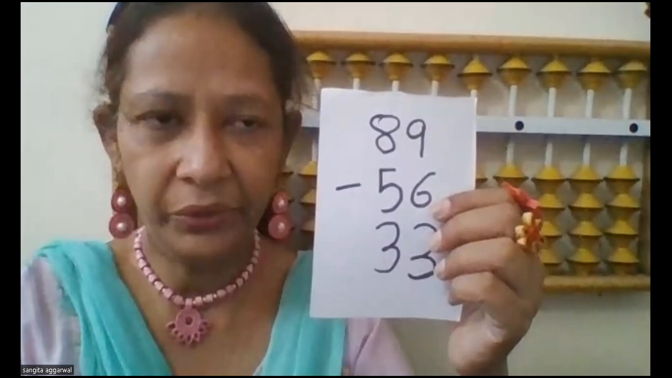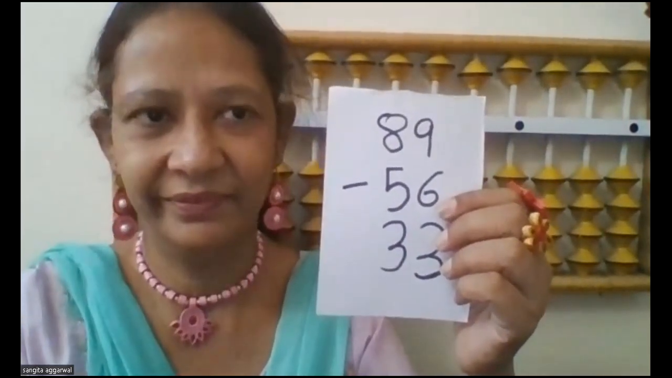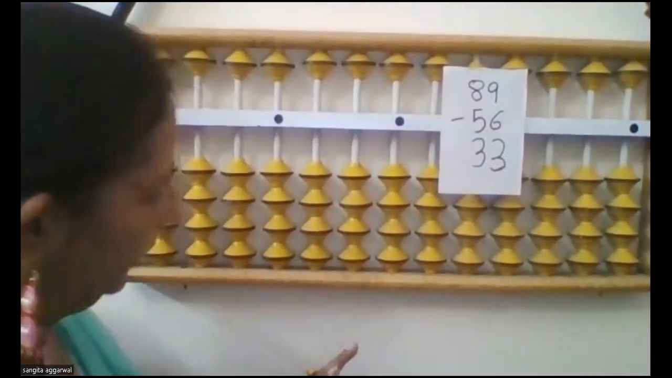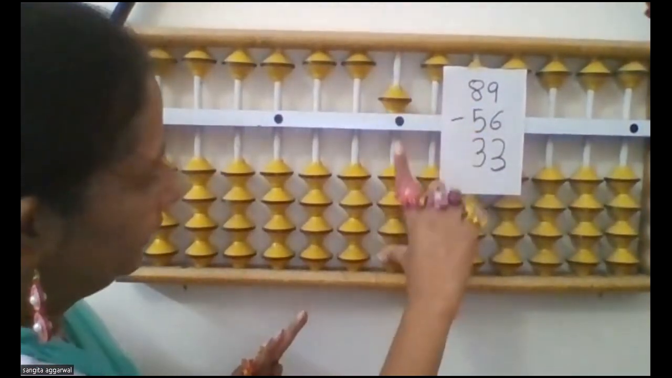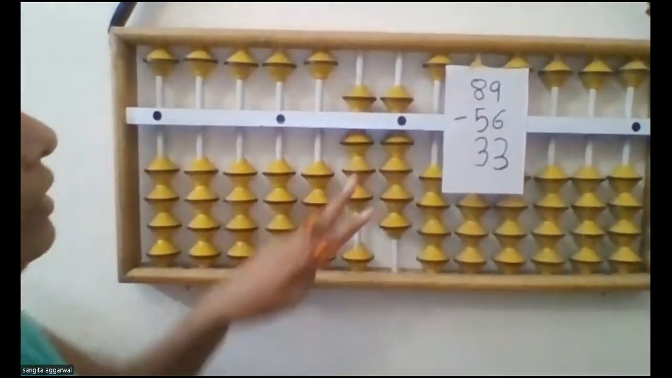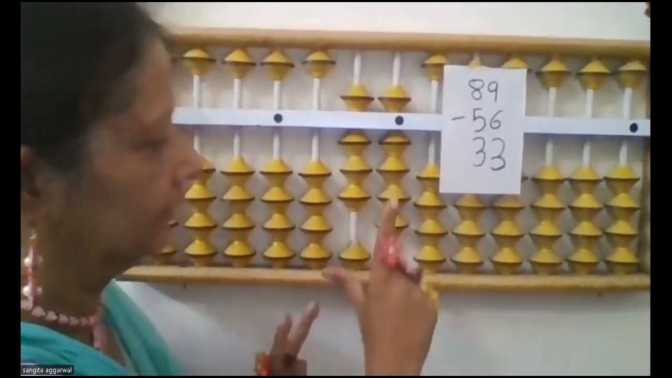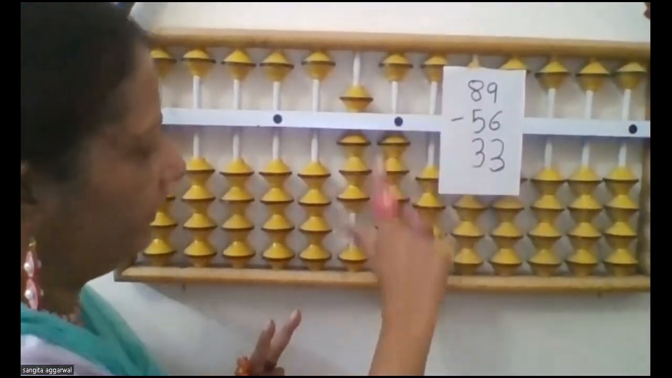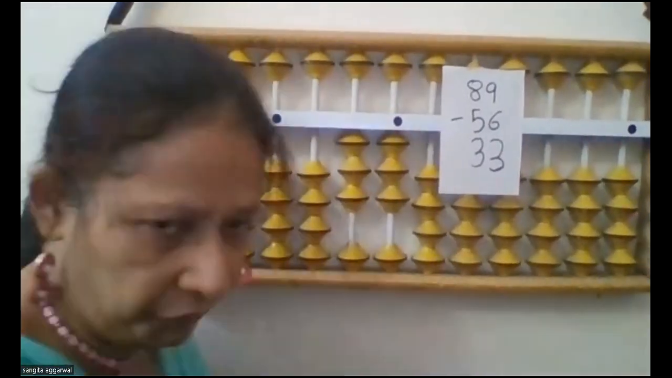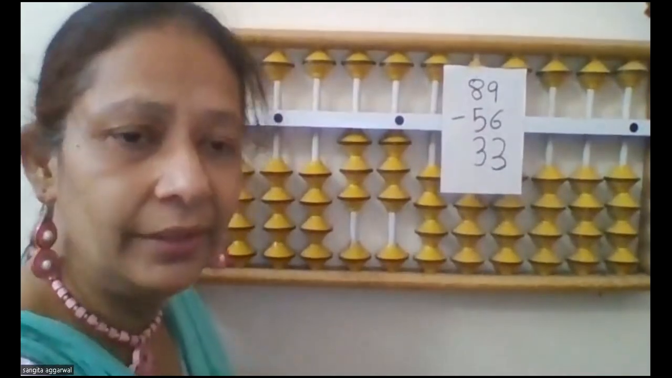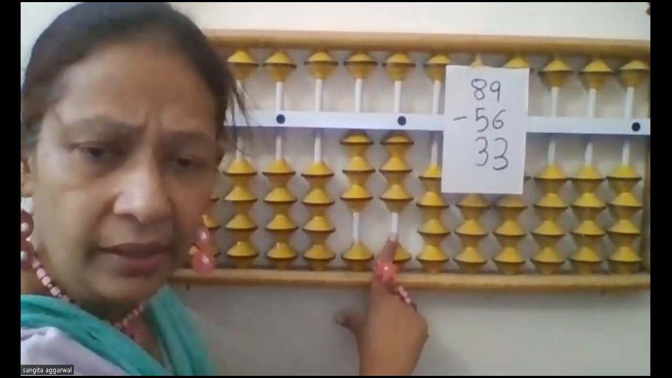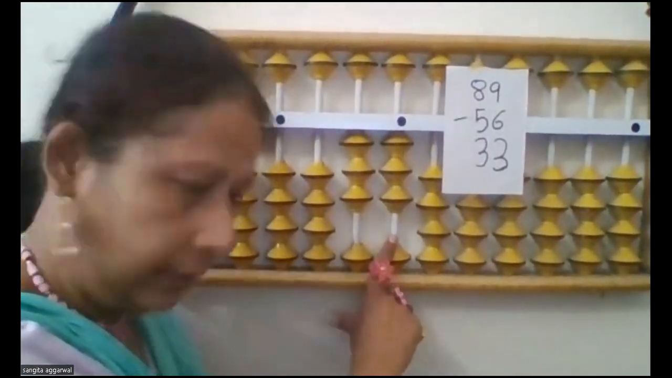Now I'm going to do this question with you. 9. So see, this is 9 and this is 80. Minus 56. So minus 5 minus 6 and now this is minus 50. Now add 33. To add 3 here, you can see the beads are not left.